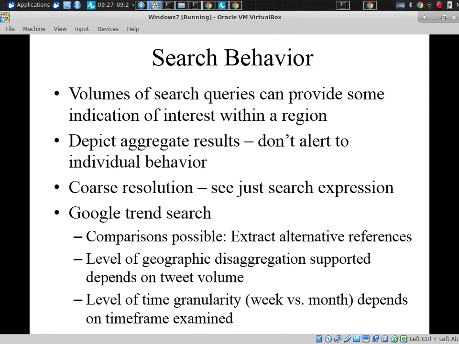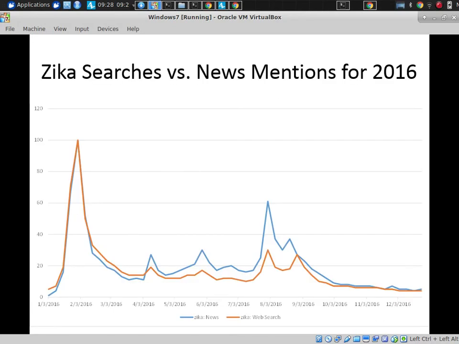It turns out it can also provide some geographic insights in terms of trends that are quite useful, and a level of temporal granularity that can be effective in terms of informing decision making on a day-to-day basis. So I provide here a graph of the relative search volumes, for example, for Zika virus during 2016. And what we see here on the one hand is web searches in red, and news references in blue.